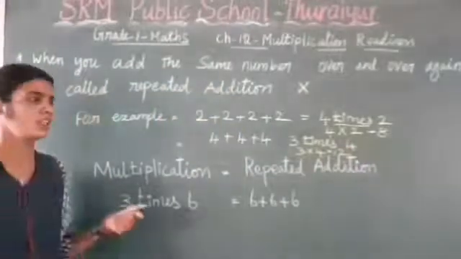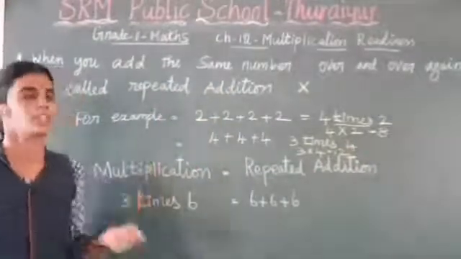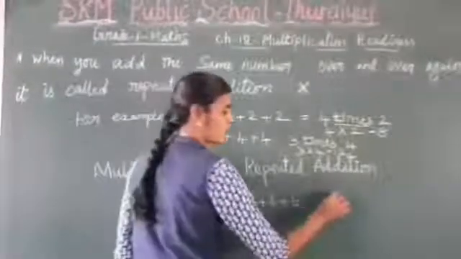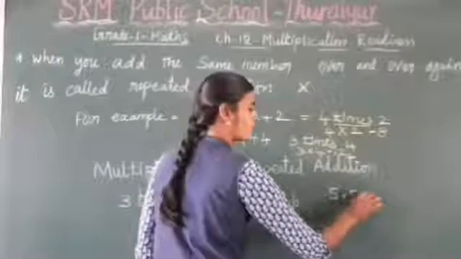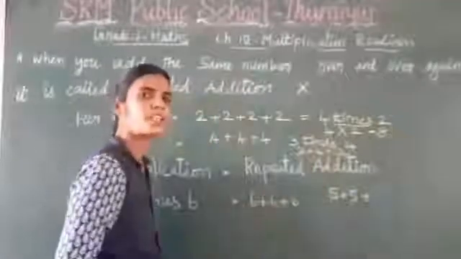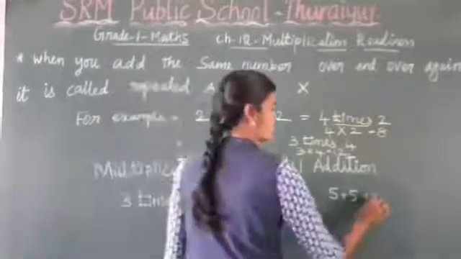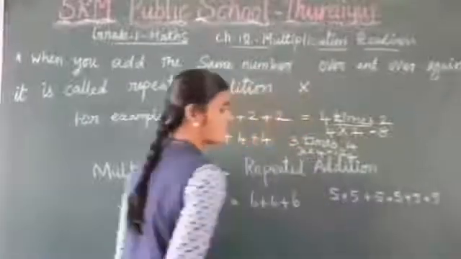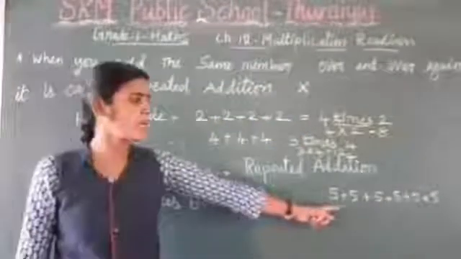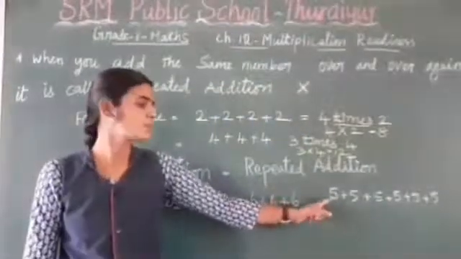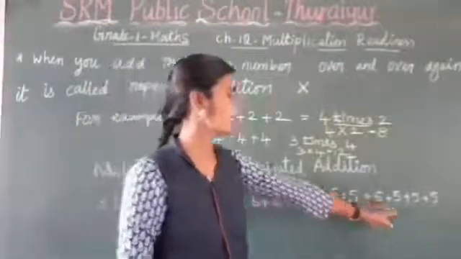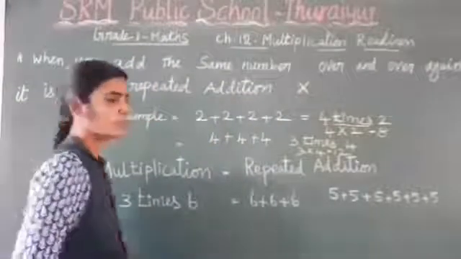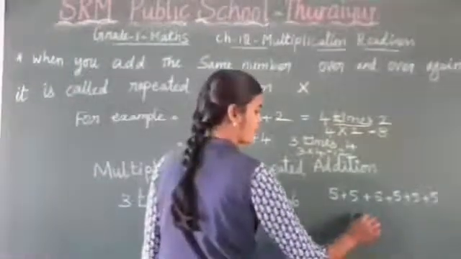Answer is 12. Suppose I give 5. 6 times 5. How do you write 6 times 5? 5 plus 5. 6 times you have to write the same number, that is 5. Okay, 5 plus 5 plus 5 plus 5. See, look at here, how many times have I written on the board? 6 times. 1, 2, 3, 4, 5, 6. 6 times the number 5 is repeated. So 6 times 5.